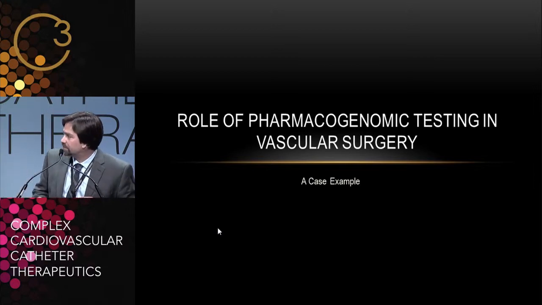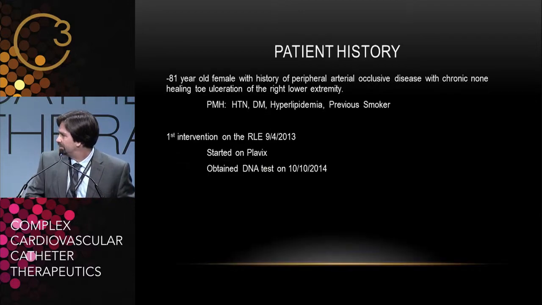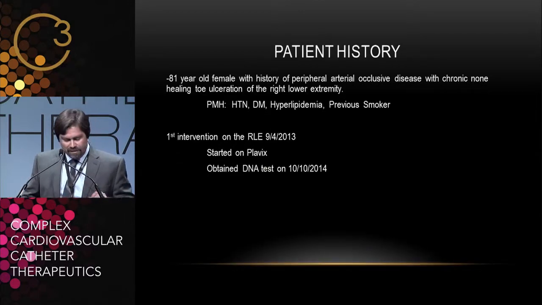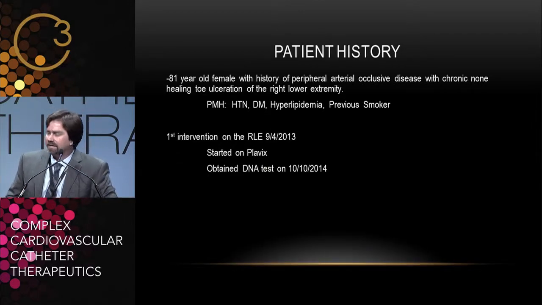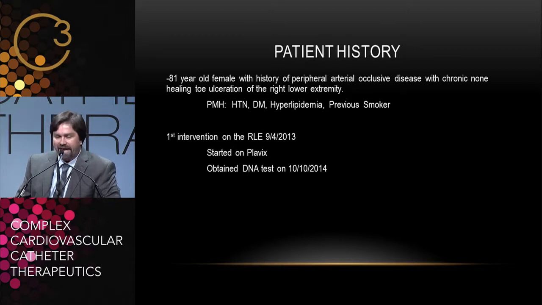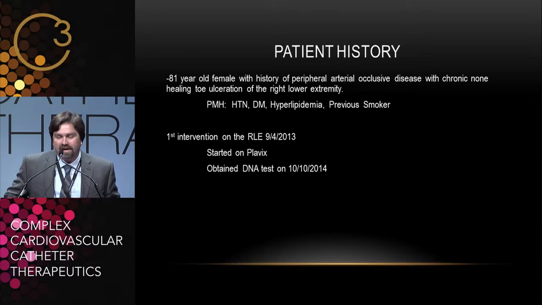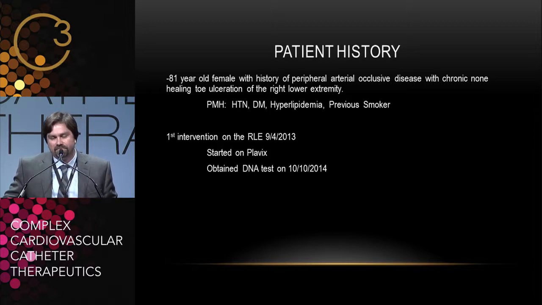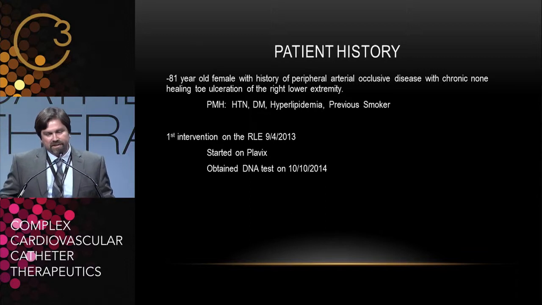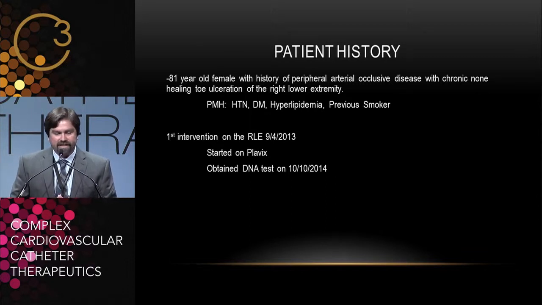So we're going to start with my slide presentation, and essentially I'm going to present a very typical case scenario. This is an 81-year-old female with a history of peripheral arterial occlusive disease and a chronic non-healing ulceration of the right lower extremity. The patient was sent to me from a podiatry office with a huge list of medications. She has the typical past medical history: hypertension, diabetes, hyperlipidemia, previous smoker.